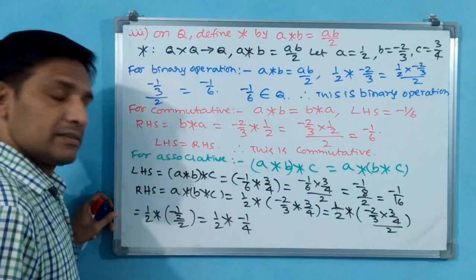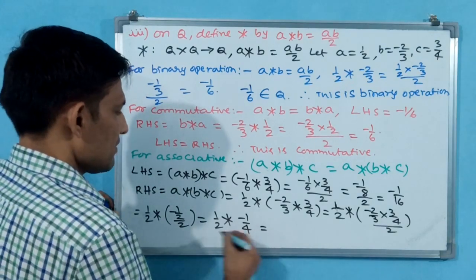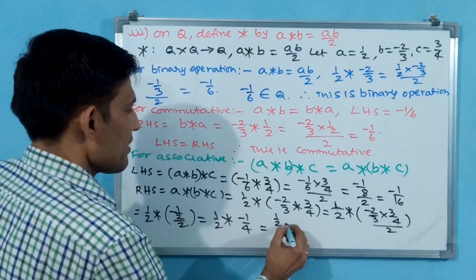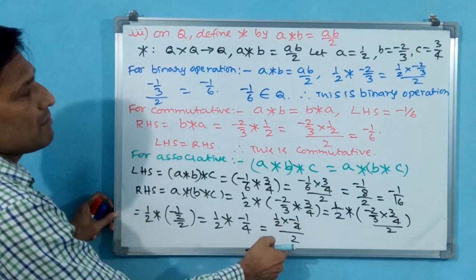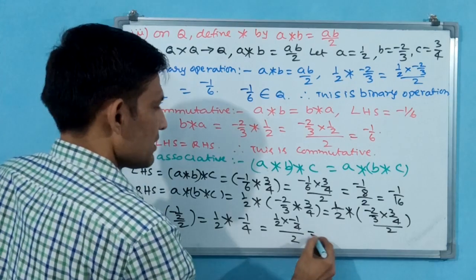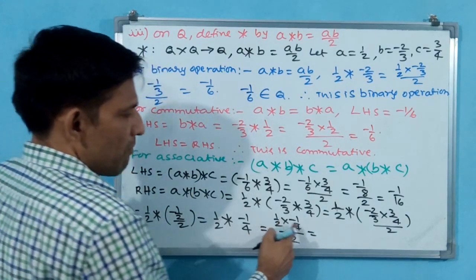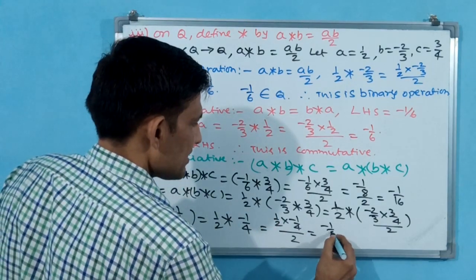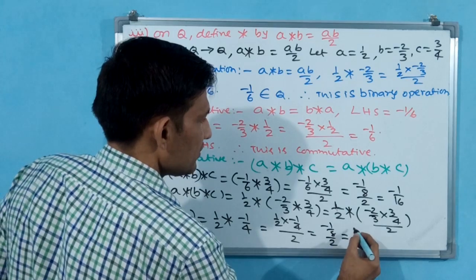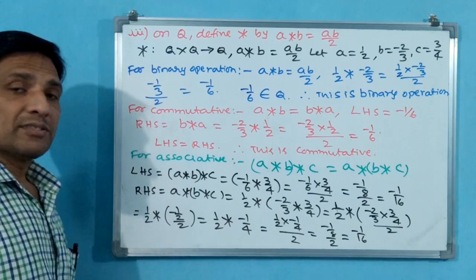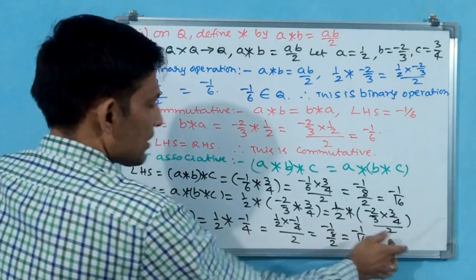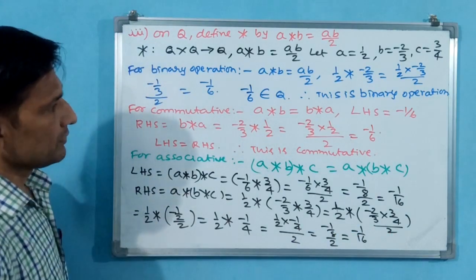Is it correct? Okay. Now you go for this operation also. 1 by 2 into minus 1 by 4 by 2. Now you see minus 1 by 8 by 2, that is equal to minus 1 by 16. LHS is equal to RHS. You write LHS is equal to RHS and this is associative.